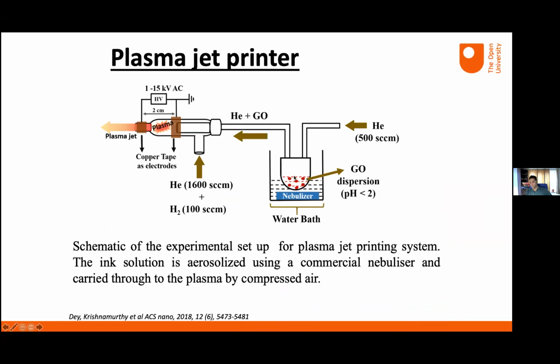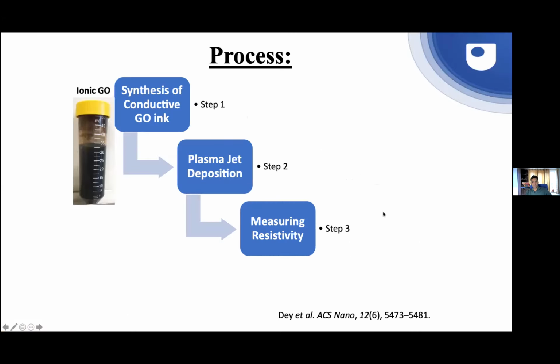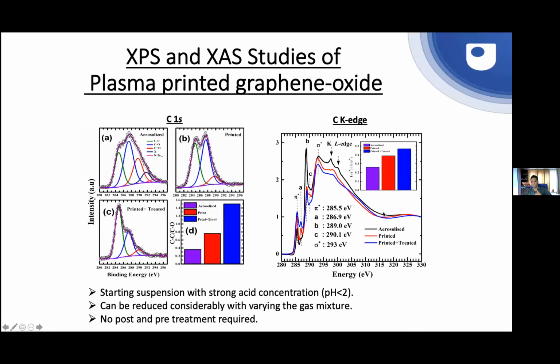So we have a dispersion. We make an ink. It could be graphene oxide, it could be TiO2. Make this as an ink and pass it directly onto the glass chamber with copper tapes as electrodes, and fire it onto the substrates. And we are able to control these.